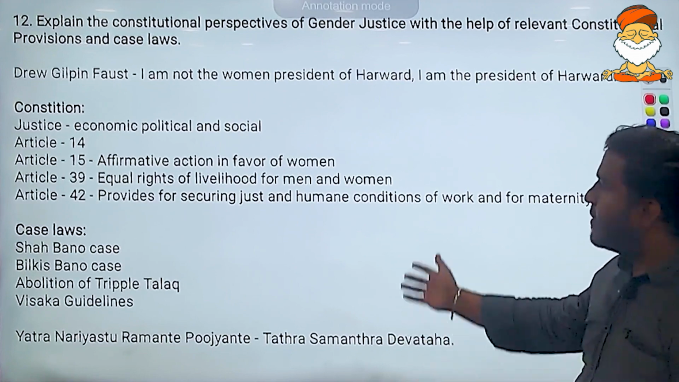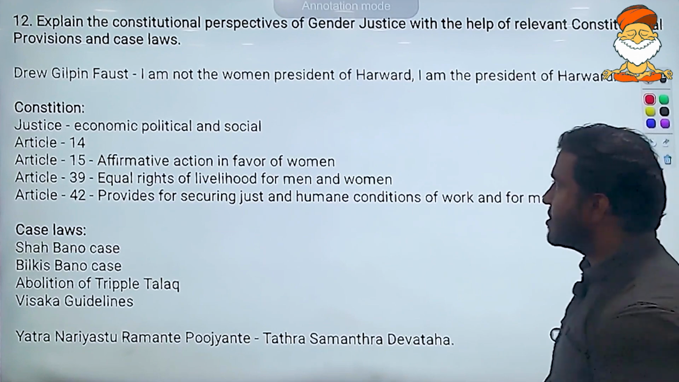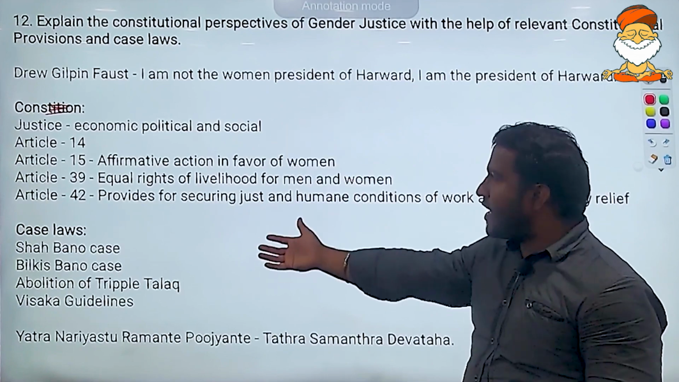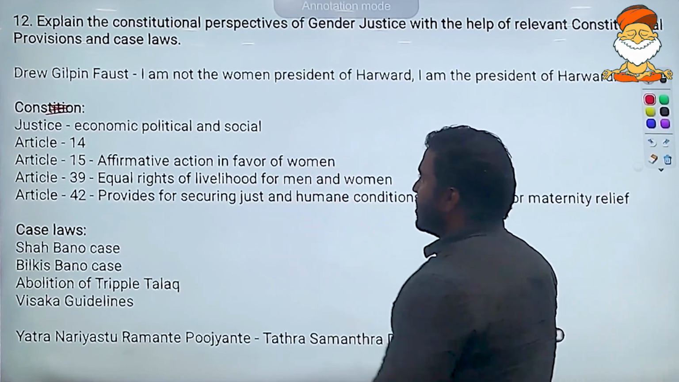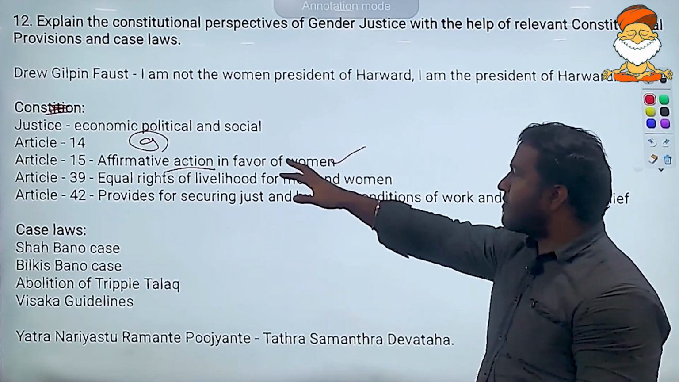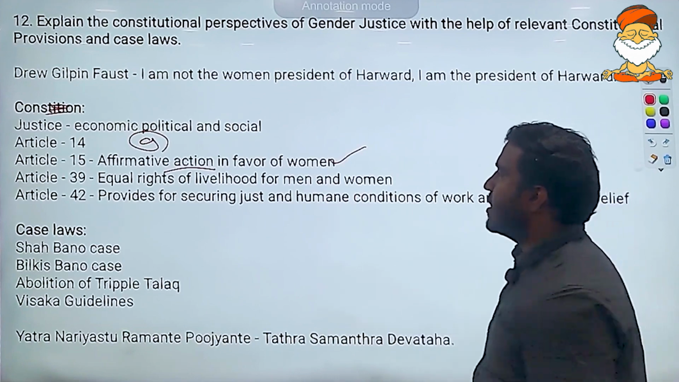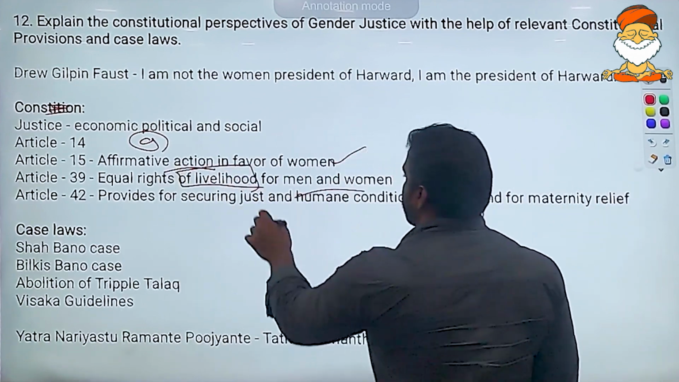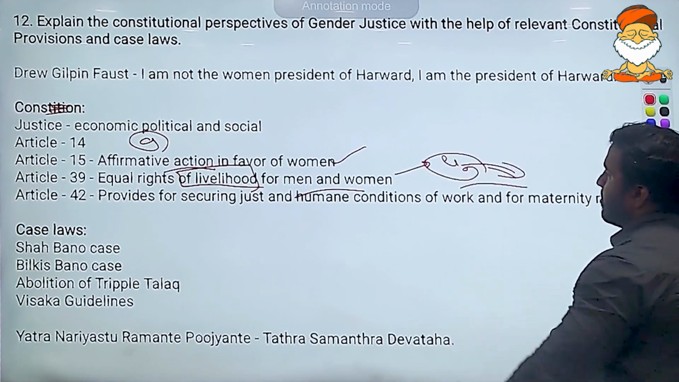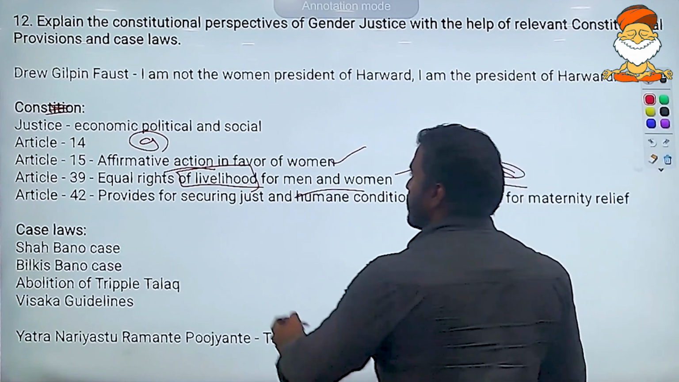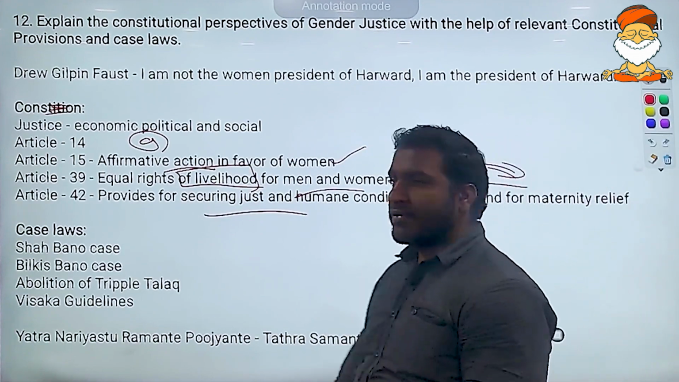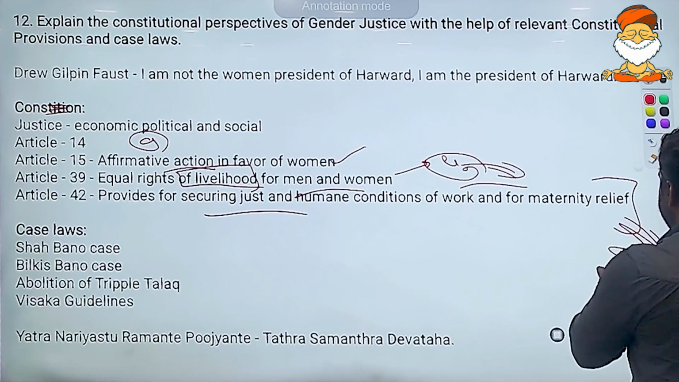Yes, then coming to constitutional provisions. Justice, economic, political, social, in the Preamble. We have Article 14 which gives equality before law. Then Article 15 specifically says affirmative action in favor of women. Then Article 39, equal rights of livelihood for men and women, that is equal pay for equal work. Yes, so both men and women should be paid equally. Then Article 42 provides for securing just and humane conditions for work and maternity relief. Yes, so humane conditions should always be followed.